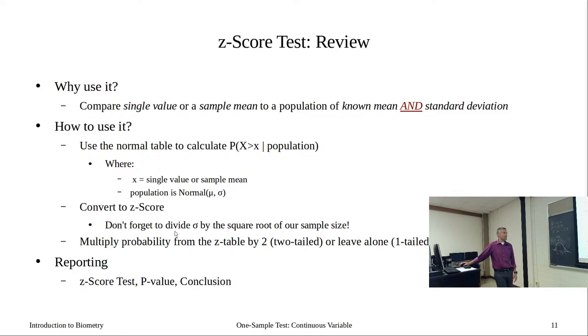All right? And I do have here, don't forget to divide the standard deviation by the square root of our sample size. That's important. And if we're doing a two-tailed test, multiply the probability by 2. If it's a one-tailed test, just leave it alone, whatever R gives us. For the reporting, we report z-test or z-score test, the p-value, and then our conclusion and interpretation. All right? That's your first statistical test. Our assumption is that our data are normally distributed.